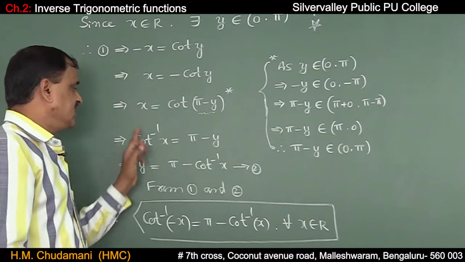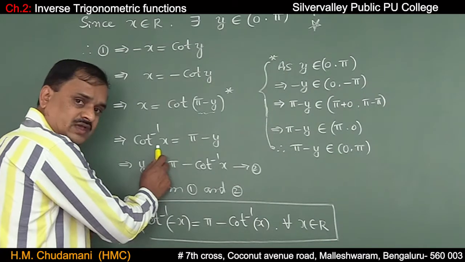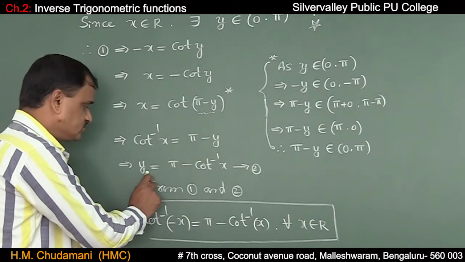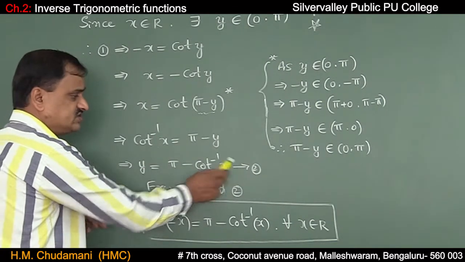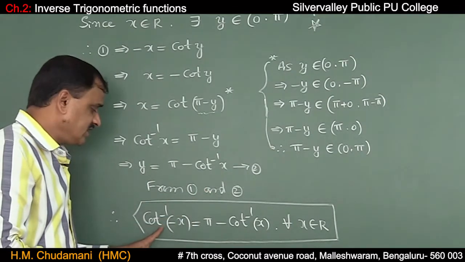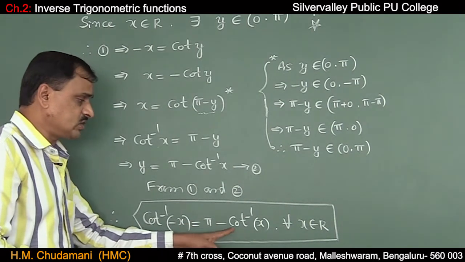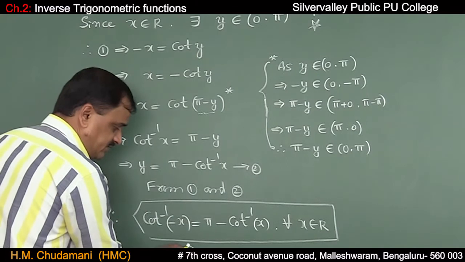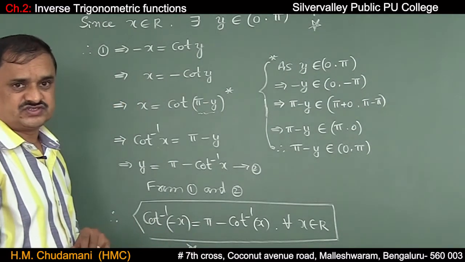Cot inverse x is equal to pi minus y. Interchange y and cot inverse x. Minus y to the left hand side, so plus y. Y equals pi minus cot inverse x. Say some equation 2. From 1 and 2, cot inverse of minus x is equal to pi minus cot inverse x for all x belongs to R. So even for theory and MCQs also it is important.